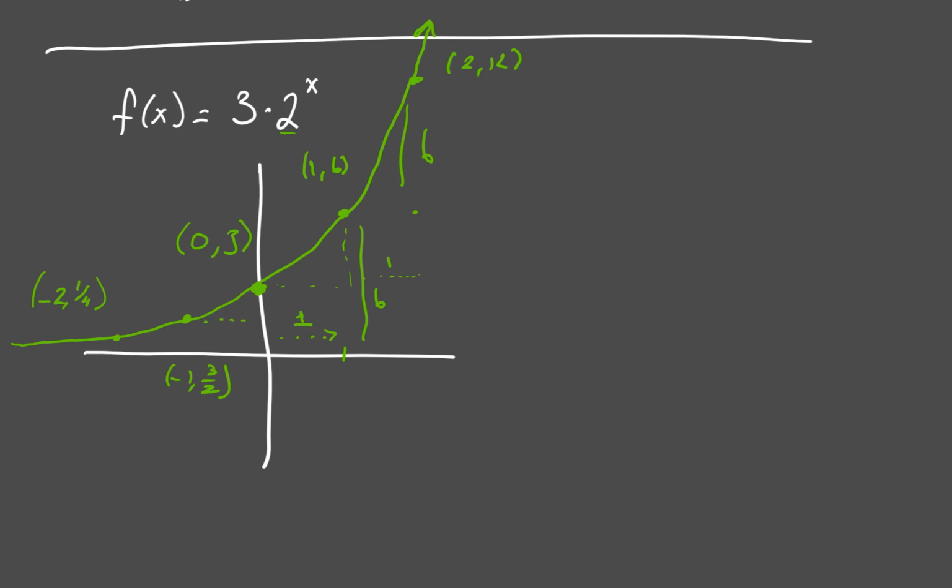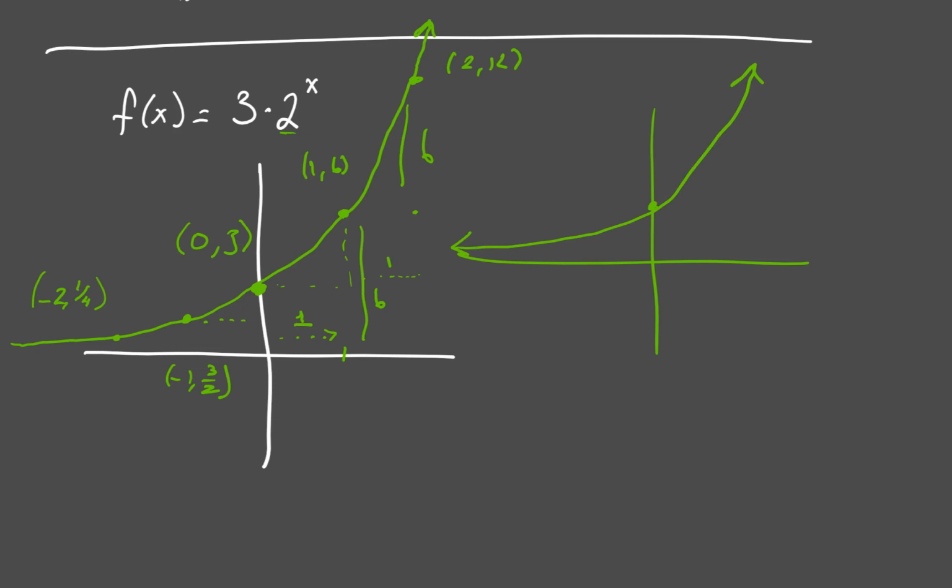So graphs of exponentials tend to have this shape, right? You have this shape where you go through some point on the y-axis, which is given to you basically by that c value. You get really close to 0 on the left, and you get really big on the right. Okay, there's your general shape of an exponential.